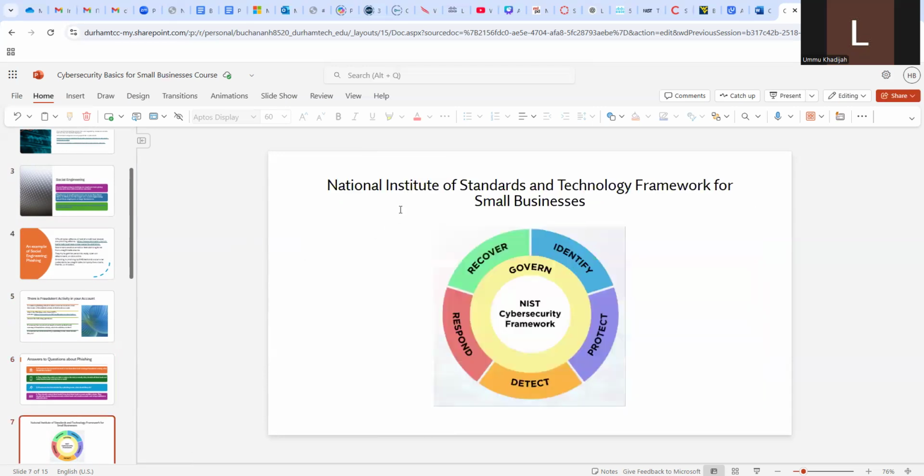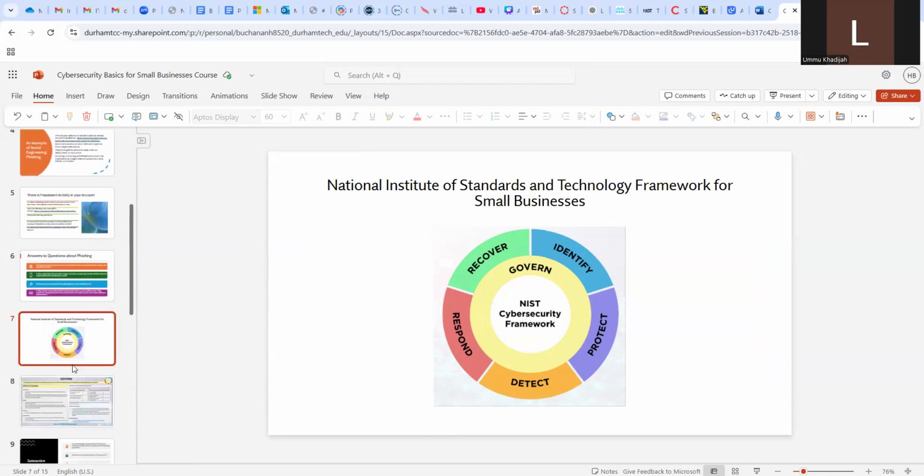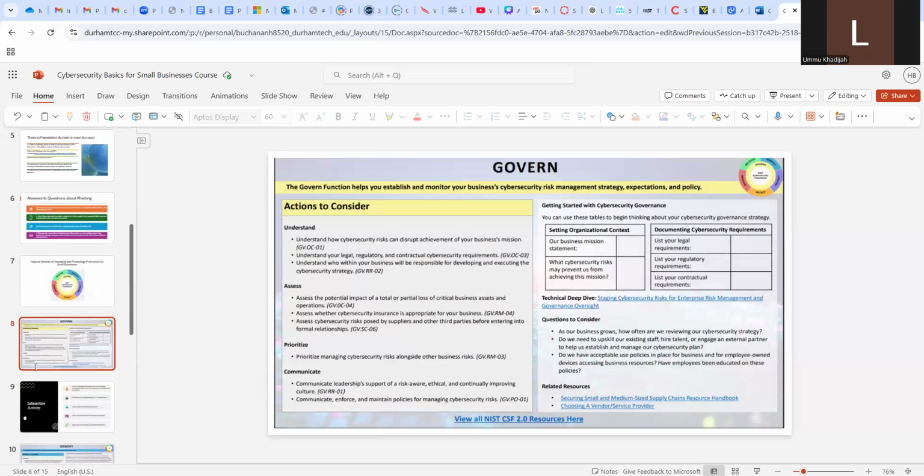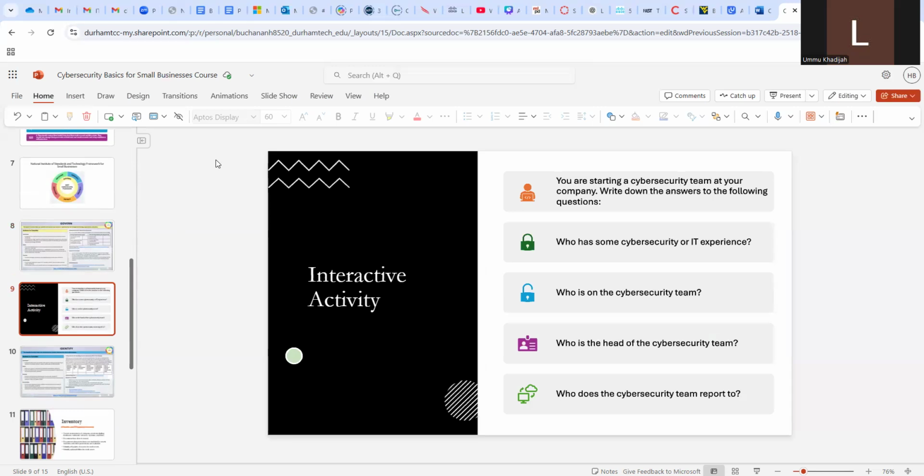After that, we'll look at NIST, and we'll look at the 6 phases of the NIST framework: govern, identify, protect, detect, respond, and recover. And then we'll go over a little bit of govern. We'll read through this. After that, I will have them create their own cybersecurity team. It doesn't have to be something that they actually implement at work, but it's something that they'll do in the middle of the class just to get some interaction in. And these are the questions that they would answer. It's just something private they'll keep to themselves.